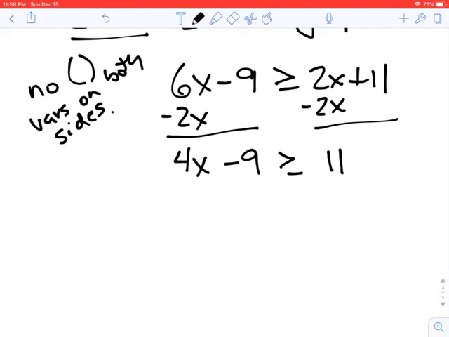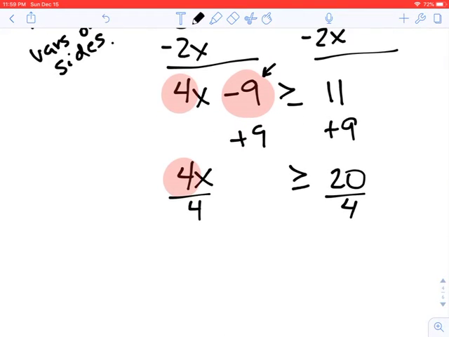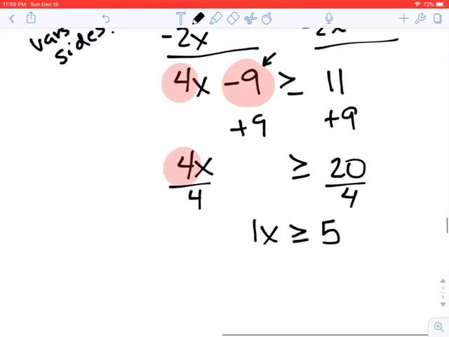And so we're down to the 2-step process of I have to get rid of the 9 and the 4. Usually in these scenarios, you're always going to focus on the -9 first. So we're going to add 9 to both sides. And we get 20 here. And all I have is a 4x left. And so to get rid of that 4, we're going to divide by 4 and divide by 4. And so we end up with 1x is greater than or equal to 5.